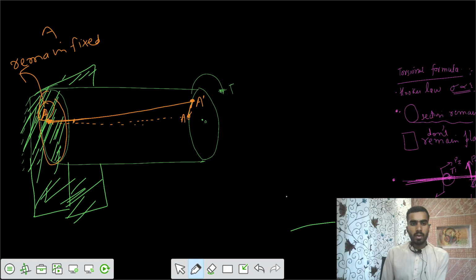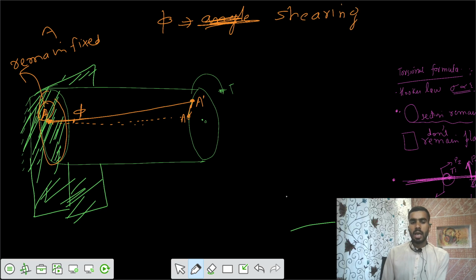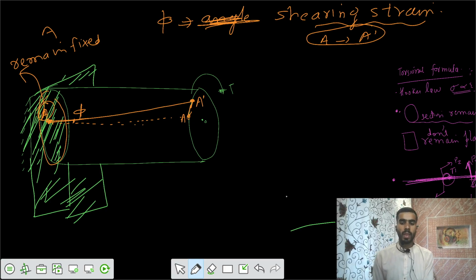the phi developed here, that we call the angle of, or we can say shearing strain, or we can say distortion of that fiber, at that point, shearing strain. So it's the angle formed because of the torque applied, your A shifted to A dash, and the angle formed with respect to the fixed side. So you got this shearing strain.